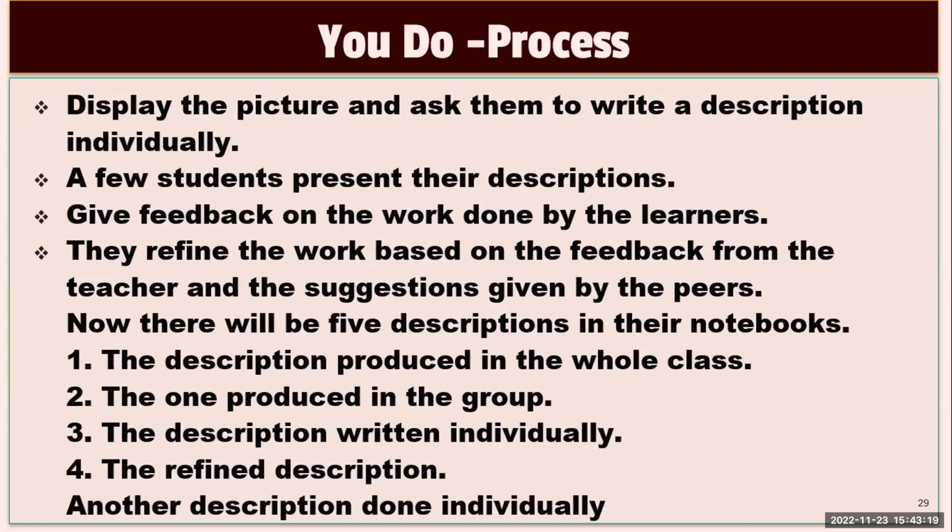A few students present their description, then the teacher has to give feedback on the work done by the learners. They refine the work based on the feedback given by the teacher and the suggestions given by their group members. And by the end of this, you will have almost 4 to 5 descriptions, because the first description is produced in the whole class, the second one in groups, the third one they have written individually, and the fourth one is a refined version. And sometimes the fifth one should be the teacher's version. Okay. So this is how we have to do the entire process.